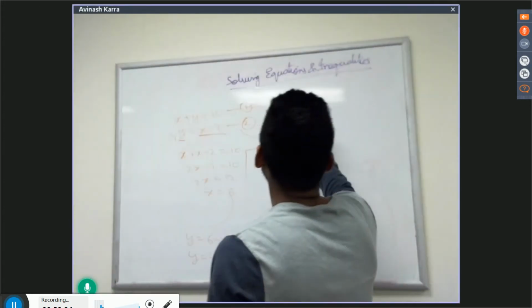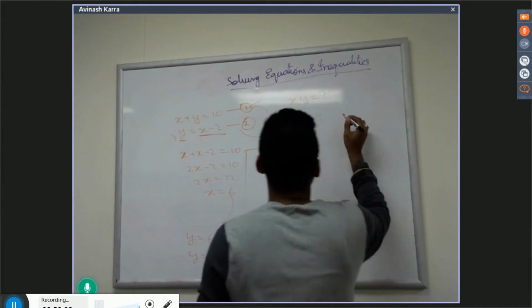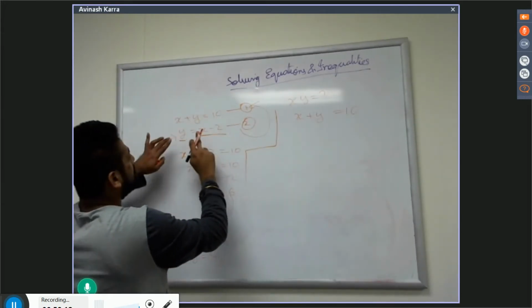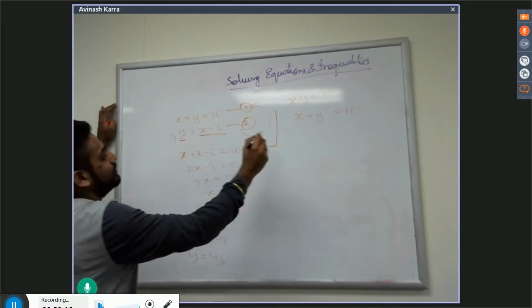Or else, there is one more method. See, x plus y is equal to 10. And I'm writing this equation as x minus y is equal to 2.